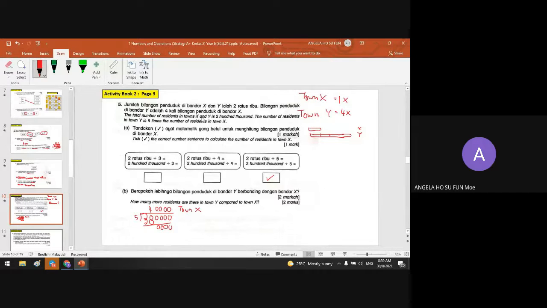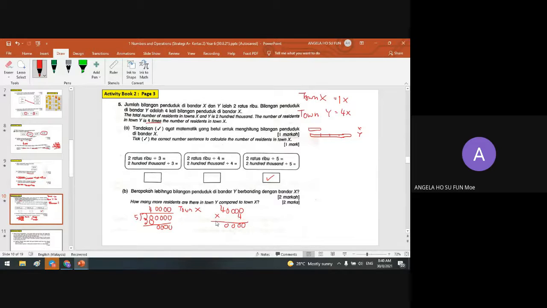Right? If you want to find the resident in town Y, Y is 4 times. You see? 4 times. If it is 4 times, what you're going to do is 4 times the resident in town X. So you have found already the resident in town X is 40,000. So what you're going to do is use 40,000 times 4. Why I times 4? I need to do 0, 0, 0, and 0.